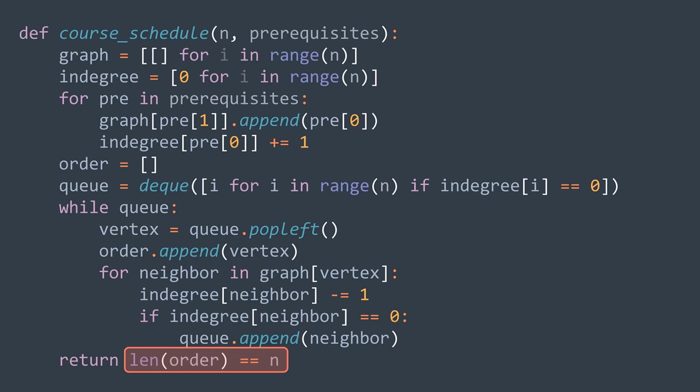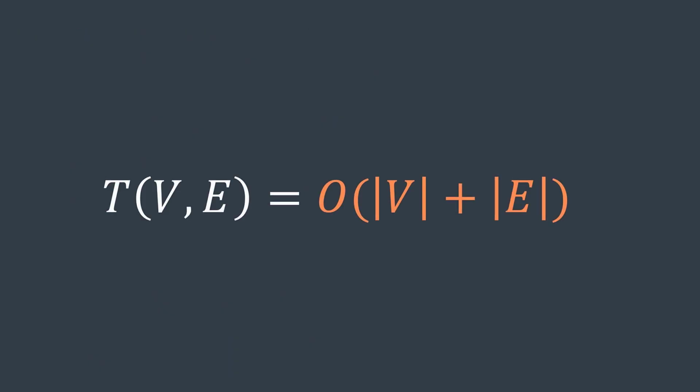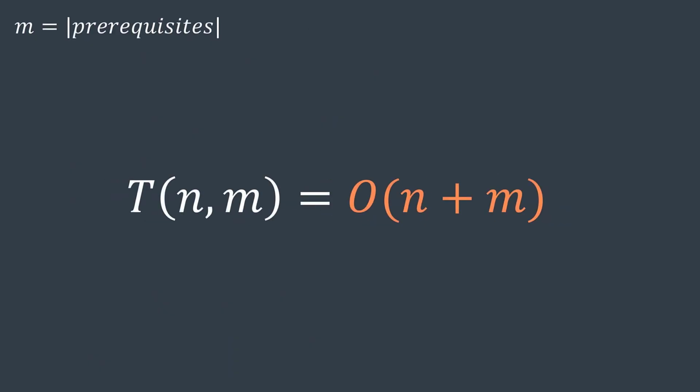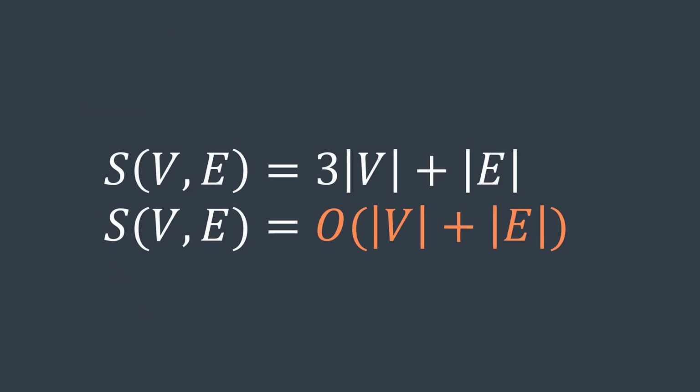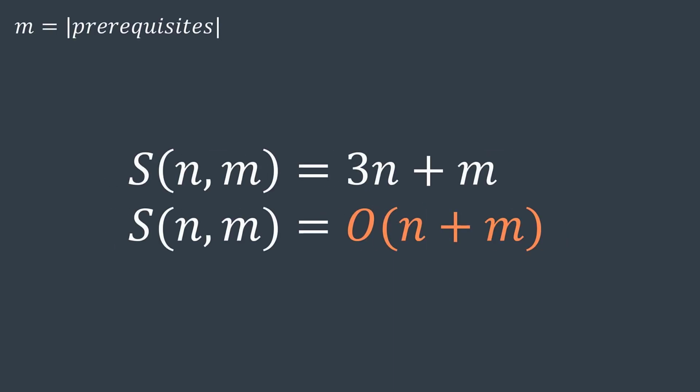For the time complexity, we're just applying breadth first search, which has an O of length of V plus length of E time complexity, so O of n plus m in our problem. And for the space complexity, we have length of V plus length of E for the adjacency list, length of V for the in degree array, and length of V for the queue and the order array. 3 times length of V plus length of E gives O of length of V plus length of E, which is O of n plus m in our problem. We get an O of n plus m space complexity.